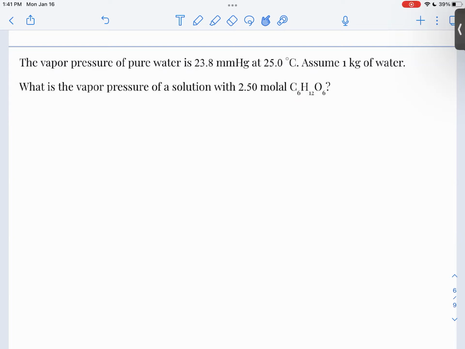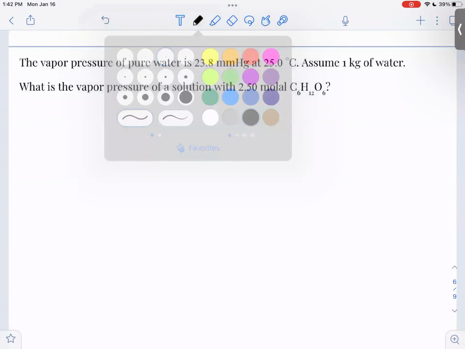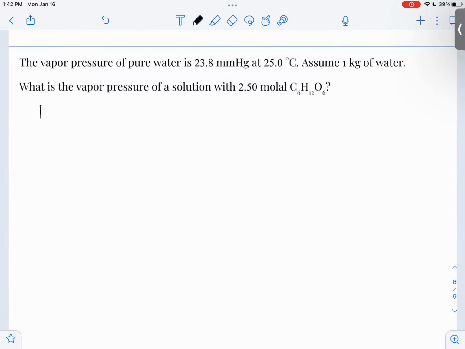Okay, so it says the vapor pressure of pure water is 23.8 millimeters of mercury at 25 degrees Celsius. Assume 1 kilogram of water. What is the vapor pressure of a solution with 2.5 mol of glucose? Okay, so what do I do in this situation?